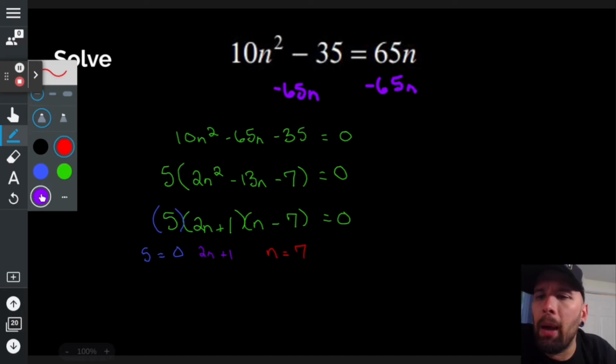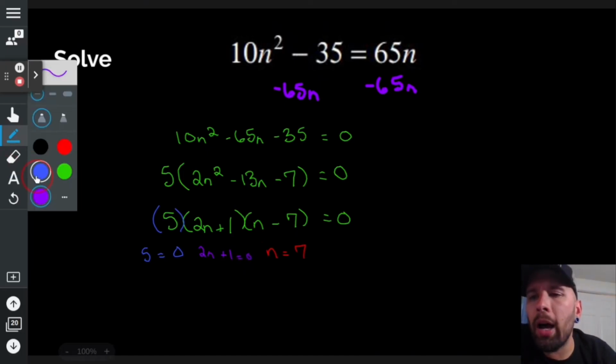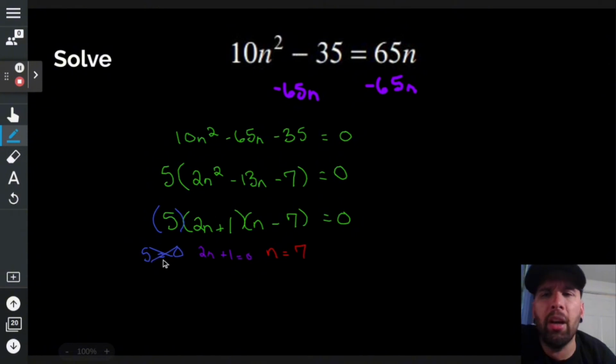Now going back over here to where it's blue, I wrote out 5 equals 0. Is 5 equals 0? No. So this guy right here, what's my solution? There is none. Ignore it. If you don't have a letter attached, you're not going to have a solution. That 5 is just kind of there to exist.